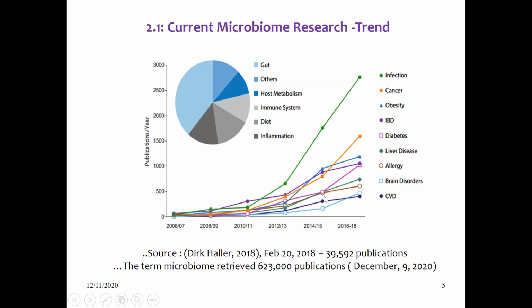And most importantly, if you check on your left, these are linked to diseases. For instance, infections: we have a lot of publications related to infections, on average around 3,000 publications per year. But there is also some correlation between the microbiome profile and cancer, obesity, diabetes, and liver diseases.